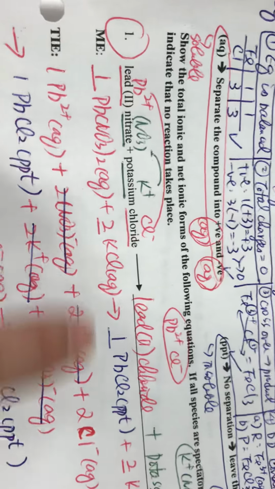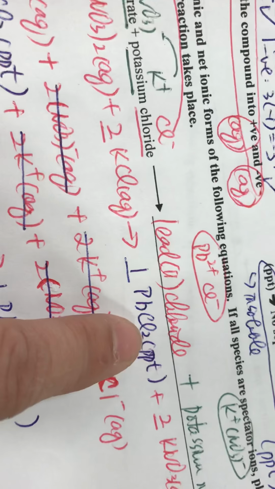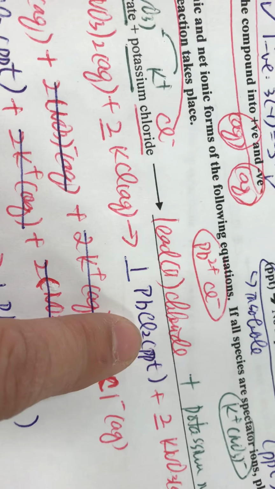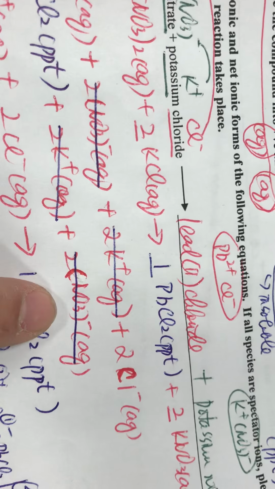So the first line is the reactants. And then I'm going to draw the arrow, go to the product. Now, because this is PPT, we are not going to change anything. Don't separate them, don't give them charge, just copy. PbCl2, PPT, no separation, no charges. And then this is aqueous, so we're going to separate it. Will be 2K+ (aq), and then 2NO3- (aq).